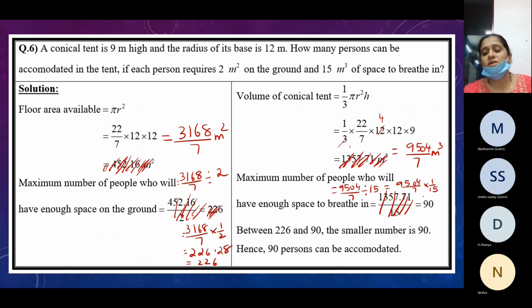So when you work that out, you get 90.51, which is 90. So between 226 and 90, the smaller number is 90. Hence, 90 persons can be accommodated. Understood, children? Yes, ma'am.